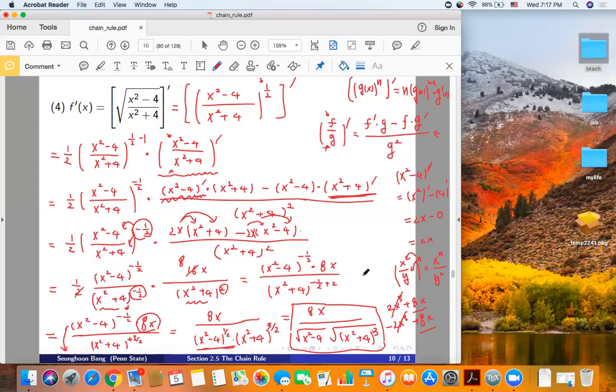So this is the whole idea for solving number 4. I know this is a really complicated problem, but it's a really good exercise problem. How does 3 over 2 become 3?